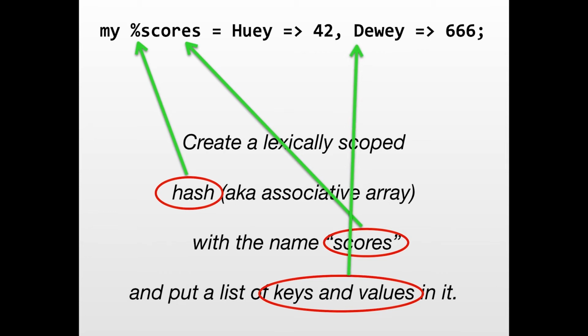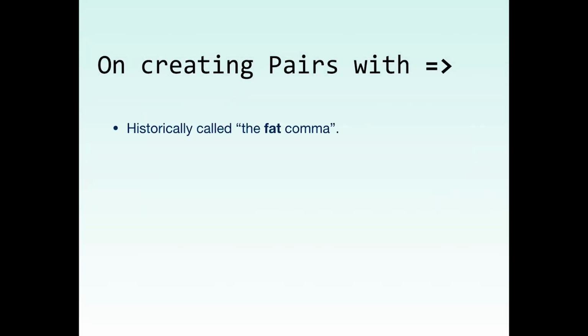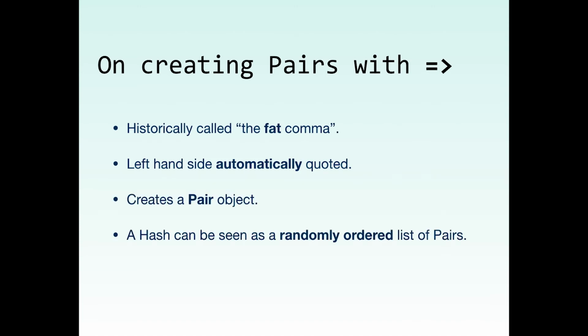Now you notice there that we don't actually just have commas there. We also have another symbol there, and that symbol is the fat comma. It basically creates pair objects, and the left-hand side of the fat comma is automatically quoted. So you can think of a hash as a randomly ordered list of pairs.